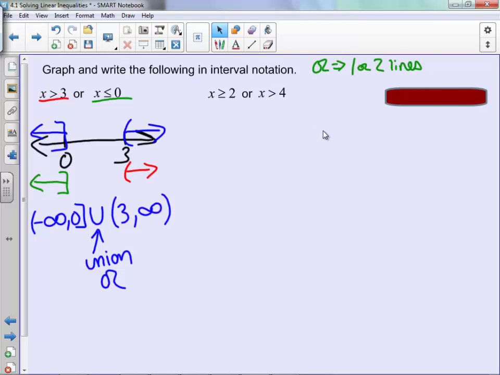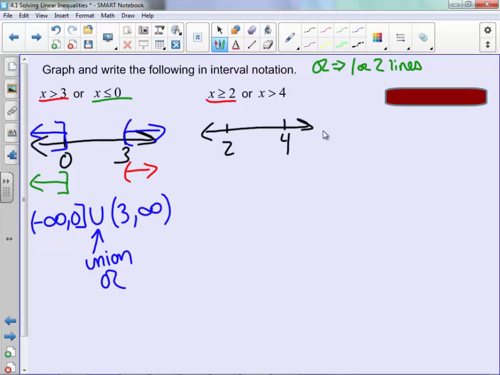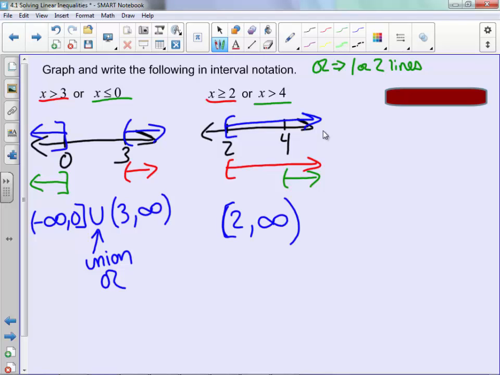So now let's look at this one. So we want x is greater than or equal to 2. Going this way. X is greater than 4. Going this way. So now, once again, where do we have 1 or 2 lines? Well, that would be all the way back from this 2 on up. So from 2 to infinity, because remember it's 1 or 2 lines, and there's 1 or 2 lines starting right here.